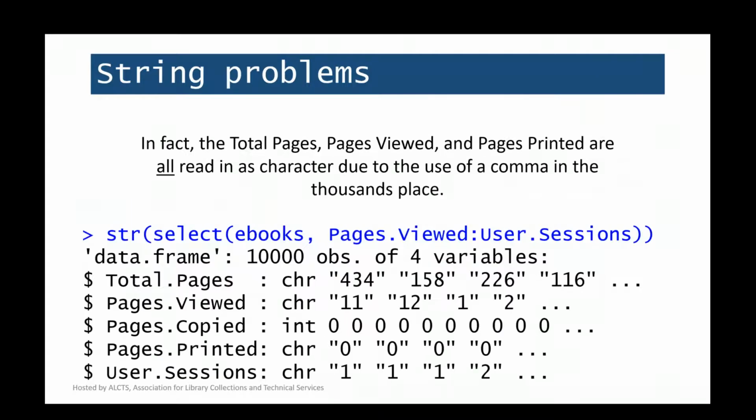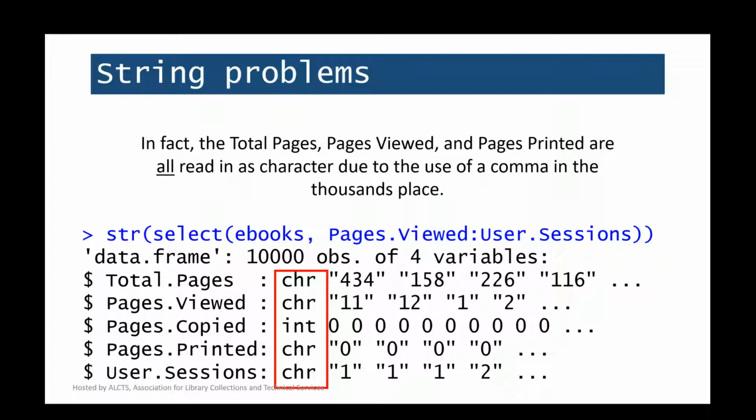And actually it did that for total pages, pages viewed, and pages printed. So I called str here on these columns so I can see what their class is. You can see they're all character. The only one that's not a character is pages copied, and that's because no one ebook had more than 1,000 pages copied. So that vector was read in correctly as an integer.